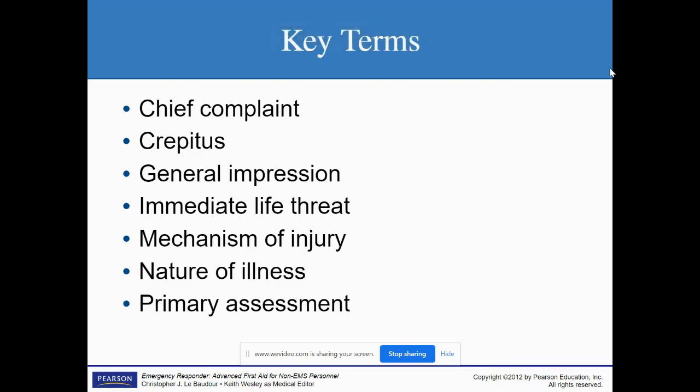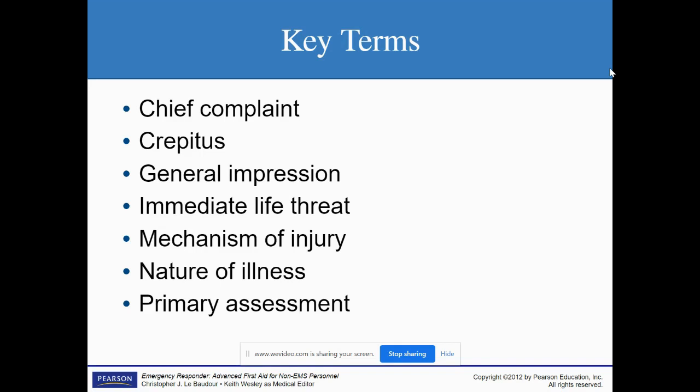So that's the key components of an assessment of a patient, both the primary and secondary assessment. I'm going to review some of the key terms, and then there's going to be some review questions here to make sure you understand the knowledge you need from this unit. Okay, so let's start with the chief complaint.